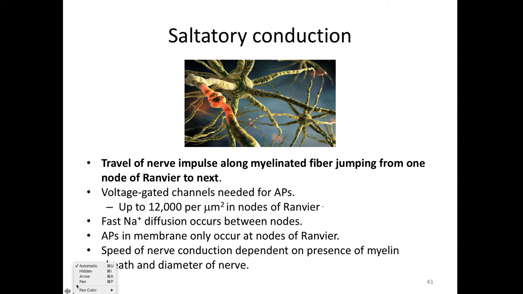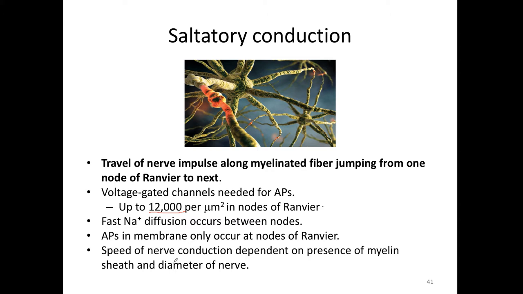And one of the reasons for this is that the voltage-gated channels, because they're confined to the nodes and the nodes only, are extremely numerous in those nodes, meaning that when they snap open, so much sodium is allowed to enter that little tiny chunk of axoplasm, and it very rapidly diffuses to neighboring zones of the axon. So I'll show you a picture of this in a minute. But voltage-gated channels occupy up to 12,000 of them per micron squared at the nodes of Ranvier. That's a lot. So they're very densely packed in there.